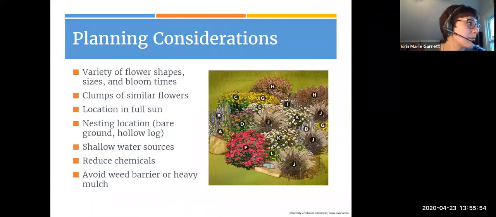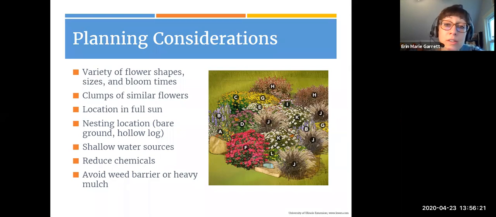Okay, so in the last couple minutes that I have, let's look at some planting considerations. So just like in any garden, you want to make sure you have a variety of flower shapes, sizes, and bloom times, okay? So if you're able to plant flowers that'll bloom spring, summer, and fall, you can extend the amount of time that you can expect to find pollinators in your garden, okay?